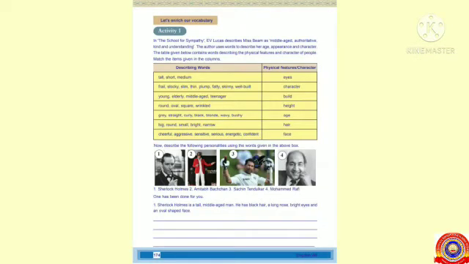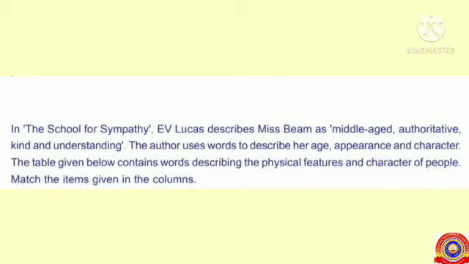Now all of you take page number 174. Look, activity 1. I'll read the question. In The School for Sympathy, E.V. Lucas describes Miss Beam as middle-aged, authoritative, kind and understanding. The author uses words to describe her age, appearance and character. The table given below contains words describing the physical features and character of people. Match the items given in the columns.